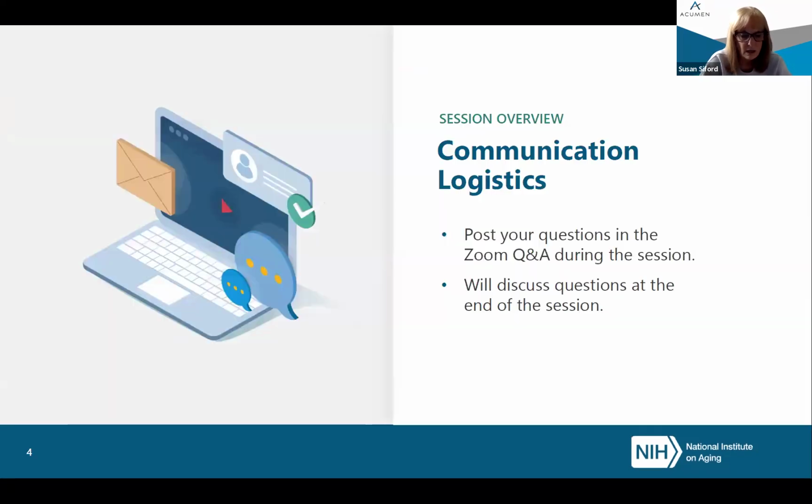Next slide. By way of introduction, I am Susan Seifert, the Program Director for the NIA Data Linkage Program, and I am joined today by Mary Wazinski from the Long Life Family Study, as well as members of her team.